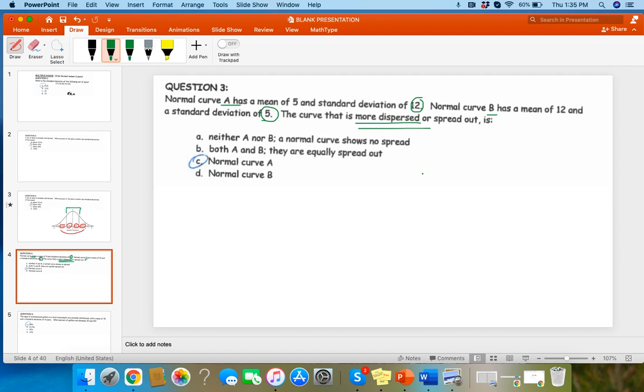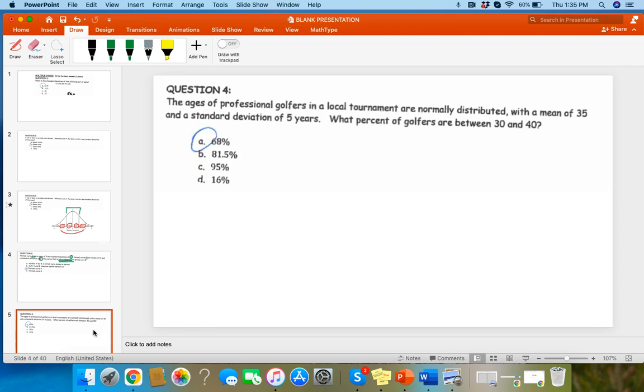Now, the second version switched those numbers. And so normal curve B had the standard deviation of 12. So your answer was normal curve B.